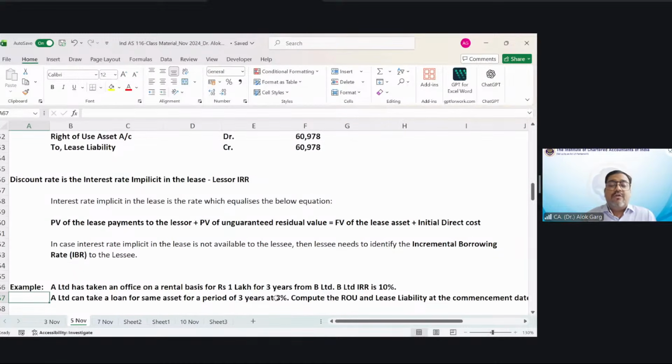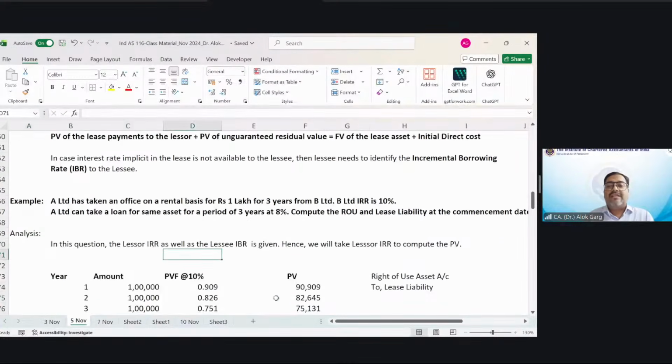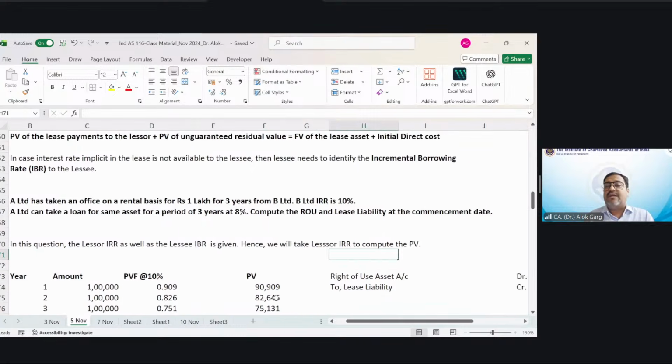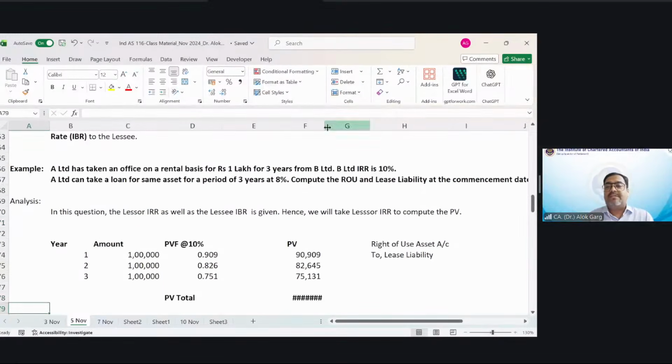I told you, for discounting the future lease payments, if the IRR, the interest rate implicit in the lease of the lessor, is given, you have to use that. If it is not given, then only you can go to the lessee's IBR, incremental borrowing rate. So in this question, lessor IRR as well as lessee IBR is given. Hence, we will take lessor IRR to compute the present value.